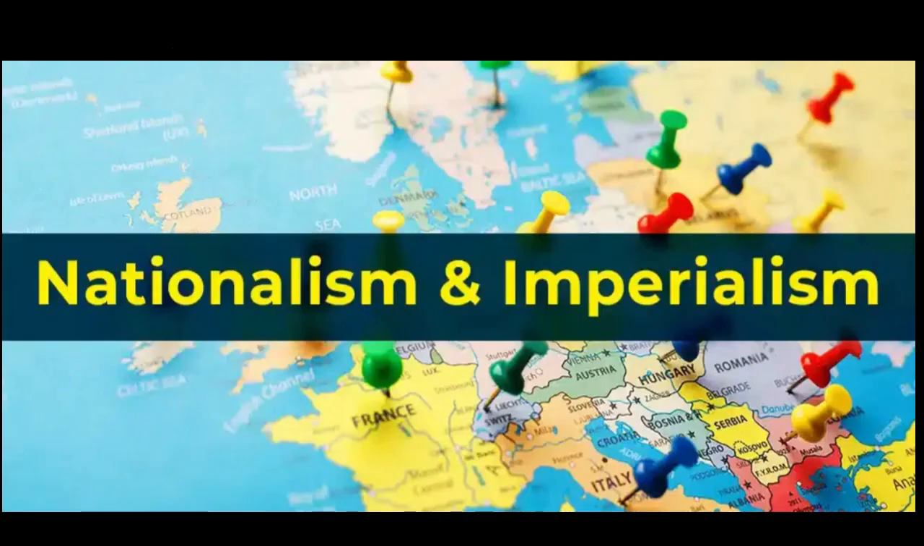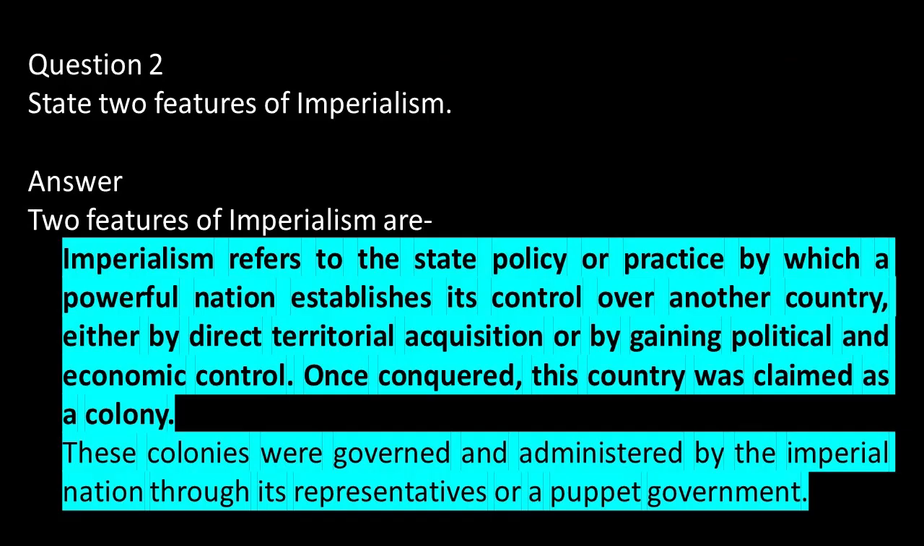State two features of imperialism. Two features of imperialism are: imperialism refers to the state policy or practice by which a powerful nation establishes its control over another country, either by direct territorial acquisition or by gaining political and economic control. Once conquered, this country was claimed as a colony. These colonies were governed and administered by the imperial nation through its representatives or a puppet government.